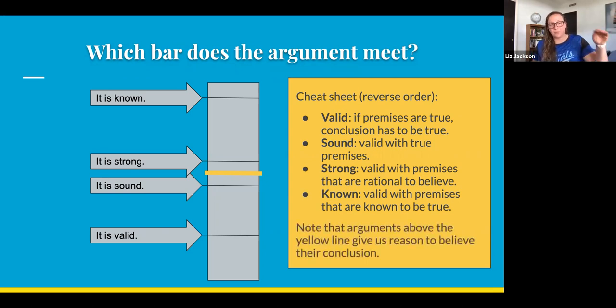And the reason I put strong above sound, even though you can mix and match the two, is because the arguments that fall above the yellow line are arguments that give us a reason to believe their conclusion. We can have an argument with true premises, but that we have no evidence for, and so that won't give us a reason to believe our conclusion. But if an argument is strong or an argument is known, then they give us a good reason to believe the conclusion. And so that's why I put that yellow line there. Those arguments above there give us a reason to believe their conclusion.